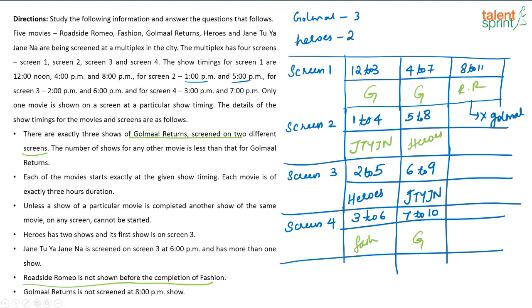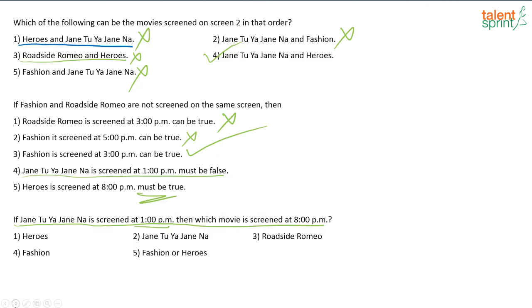Right? Even if it was the other way around, in that case, where will Fashion be? Fashion can be here, right, and still this will be Roadside Romeo. Whatever be the case, Roadside Romeo will always be at 8 to 11. That we already found out in the first question also. So, what will be screened at 8 p.m.? Roadside Romeo will be screened at 8 p.m.